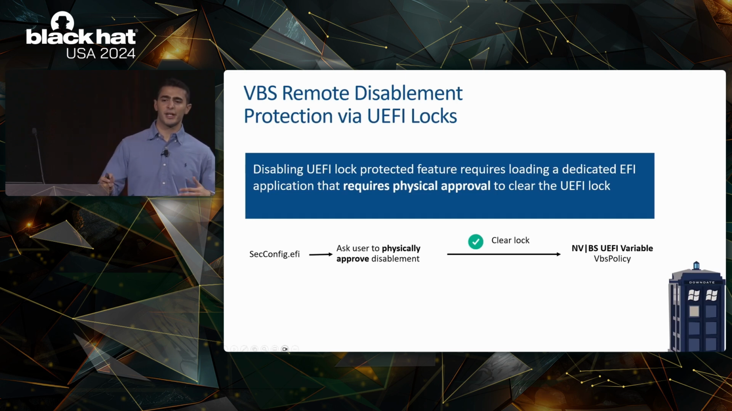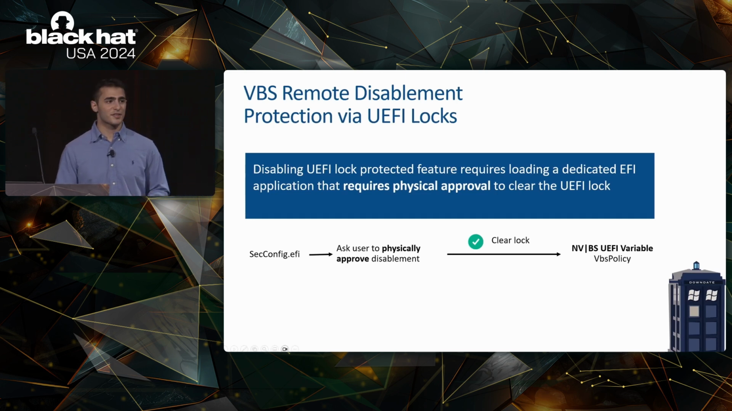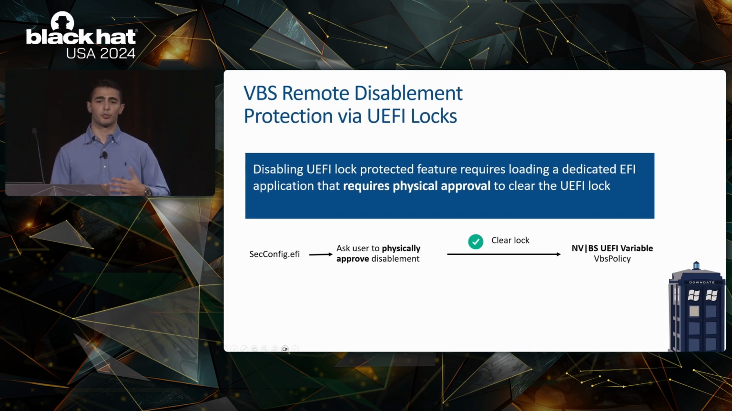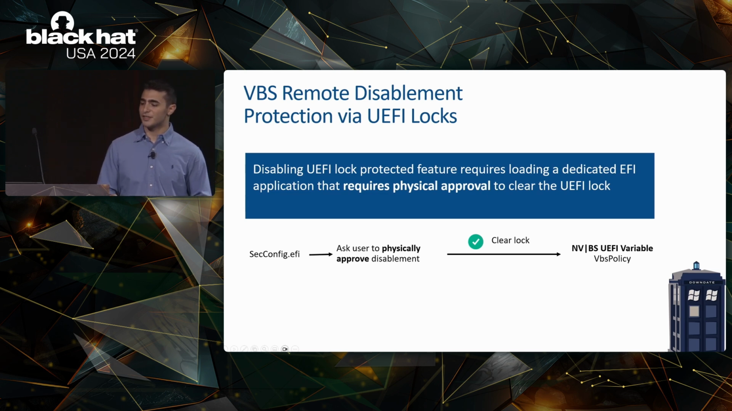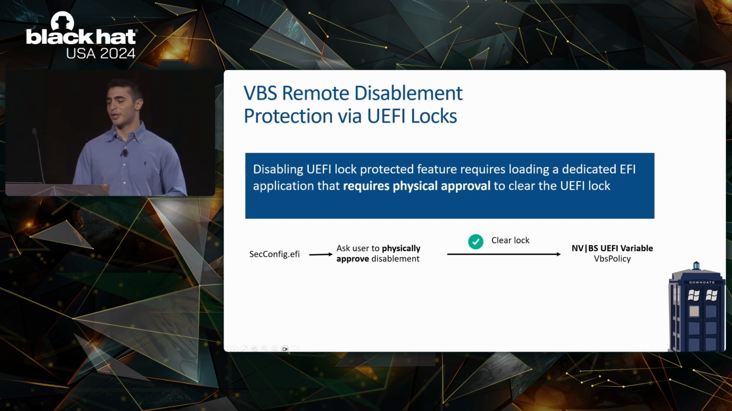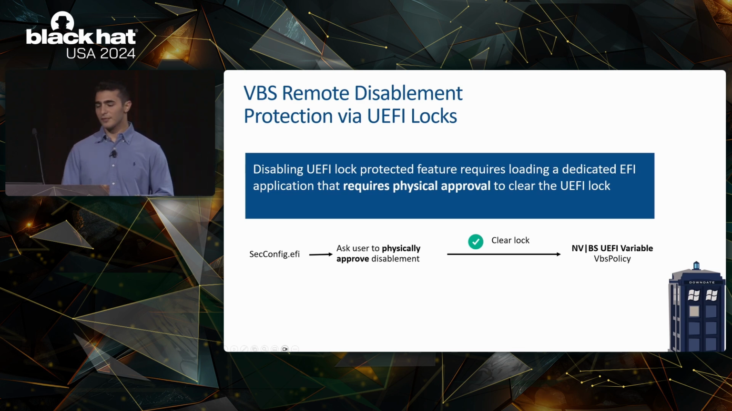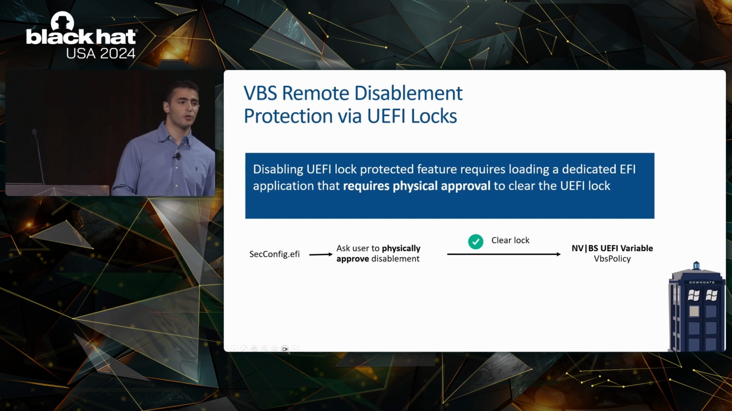Now, if the user really wants to disable VBS, he must load a custom EFI application signed by Microsoft. This EFI application would then ask the user during boot to physically approve the disablement, and only if the user approves is VBS disabled. The key element here is that all of this is performed during boot, and the assumption is that only signed code is allowed to run because of Secure Boot. The only signed code that touches the variable requires physical approval. So without physical access to the target machine, it should not be possible to disable VBS.